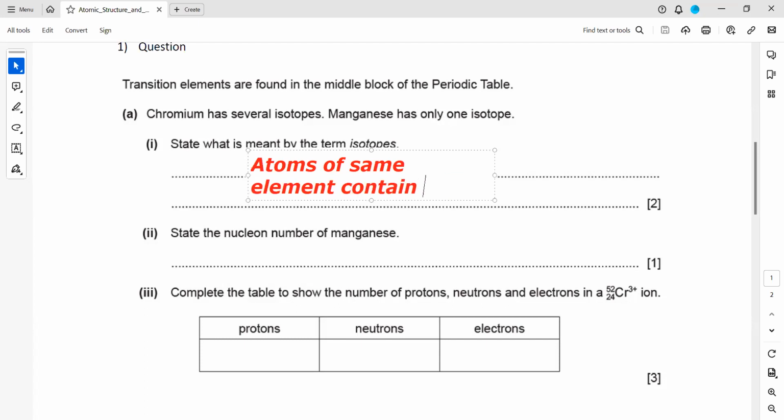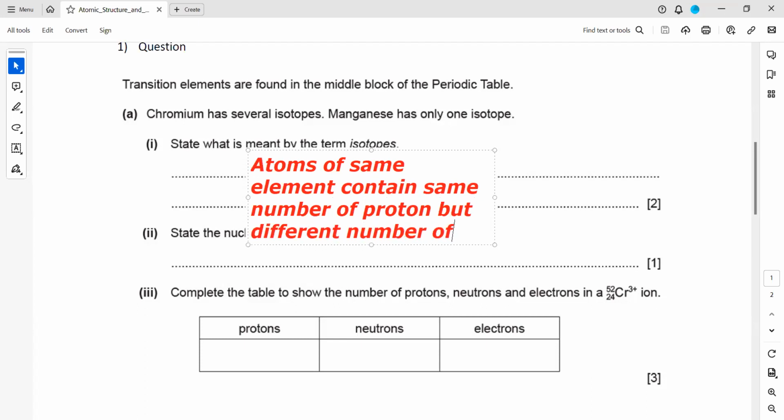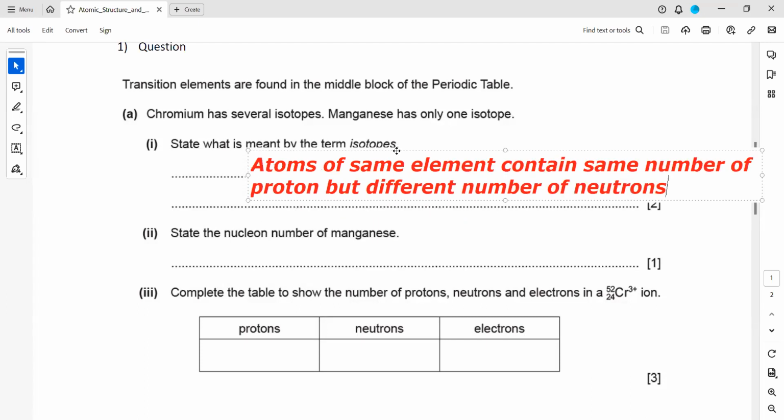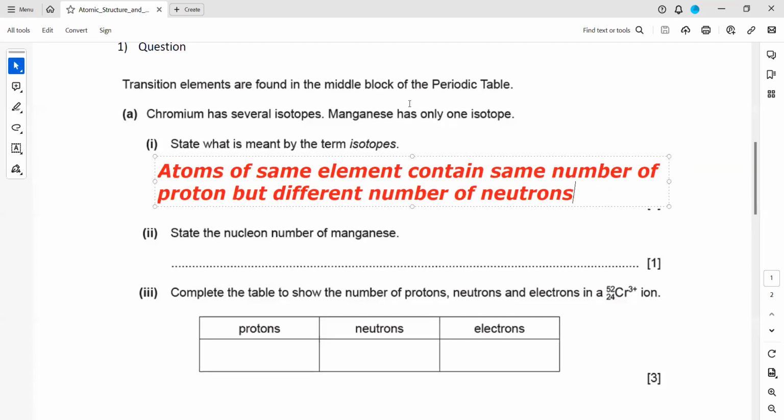that contain the same number of protons but a different number of neutrons. No, the same number of protons and electrons, but a different number of neutrons. The neutron number is different. The proton numbers should be the same. The electron number should also be the same.